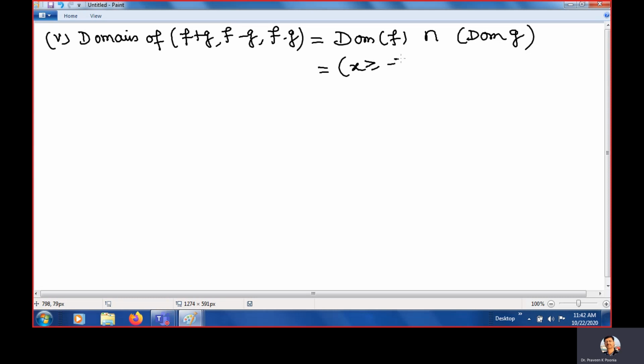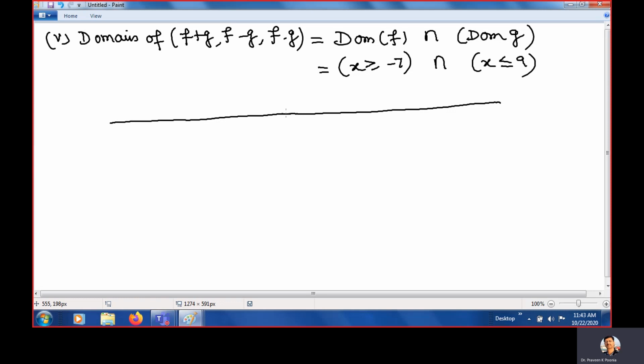x is then equal to minus 7. Intersection x less than or equal to 9. These are the domains. So I want to bring into your picture that we study in basic mathematics a number line. What is this number line?